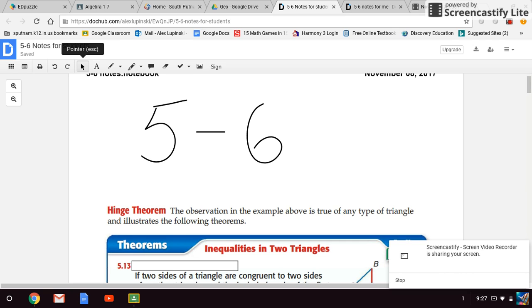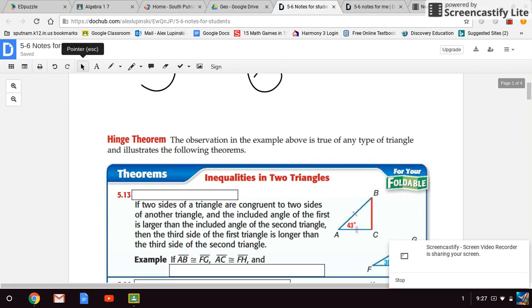And this is our last notes for 5-6. So let's dive right in. So we have a new theorem called the Hinge theorem.